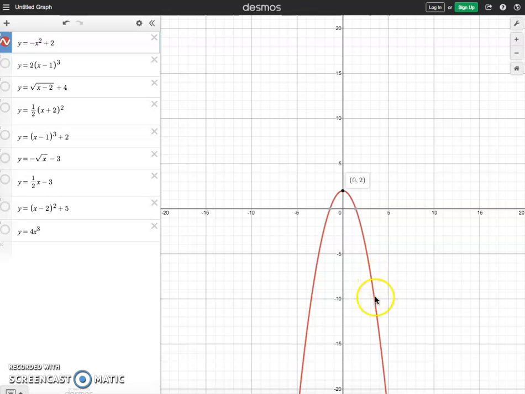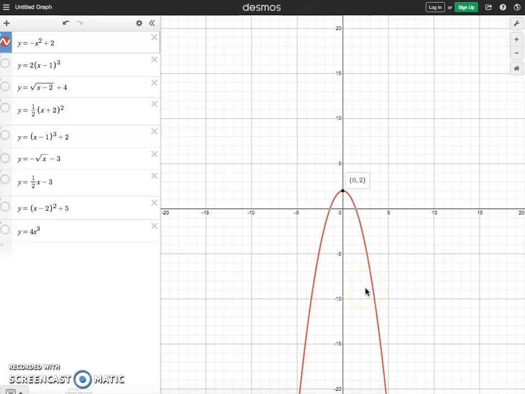So if I take a look at the graph here, I can see that there's a vertex or a maximum of (0, 2), and the parabola is opening down. Remember, with a parabola, the domain will always be all real numbers, because as I look at the left side of the function, it's defined forever, and as I look at the right side of the function, it is defined forever. It's going to keep going and going and going.